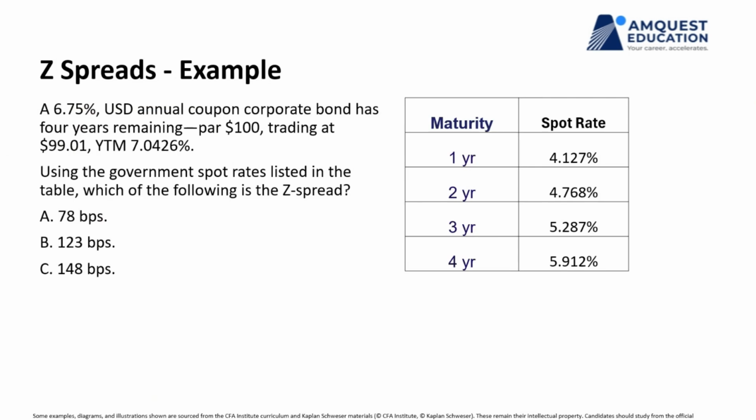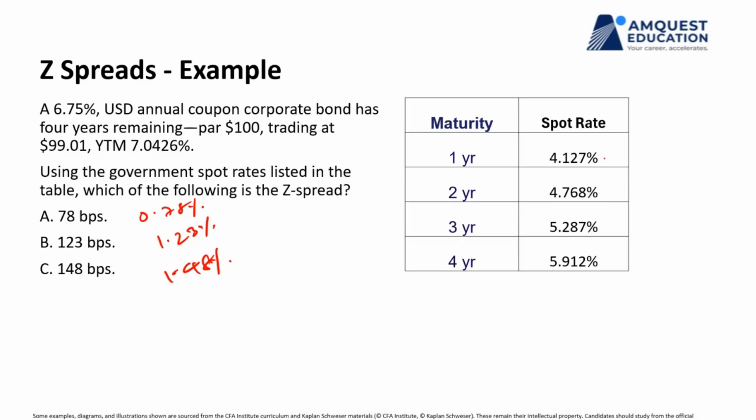And one more example on Z spread. Now you will notice there are three options given to you. 78, 123, 148 BPS or basis points. 0.78%, 1.23%, 1.48%. You have been given three options and you have to calculate a Z spread.